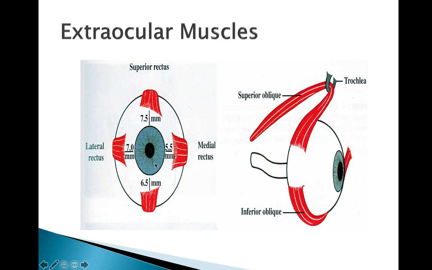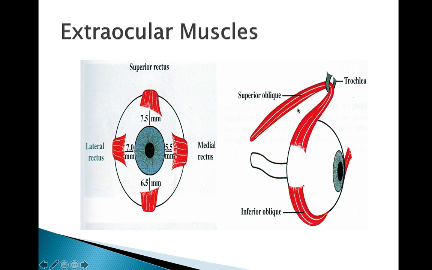Now, I don't want you to memorize these numbers, but I want you to understand that if for some reason there's a misplacement of these muscles, let's hypothetically say that the medial rectus is misplaced on the eye and is sitting at 3.5 millimeters, that might pull the eye medially because of the misplacement of the eye muscles. And that's going to come into play when we talk about strabismus. So sometimes those eye muscles are misplaced on the eye and it can cause the eye to come out of alignment.